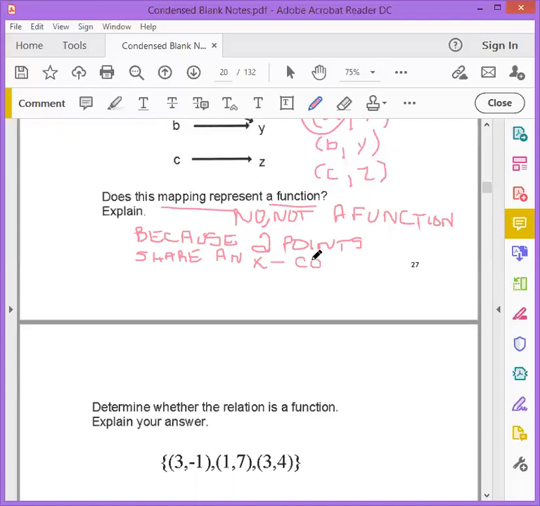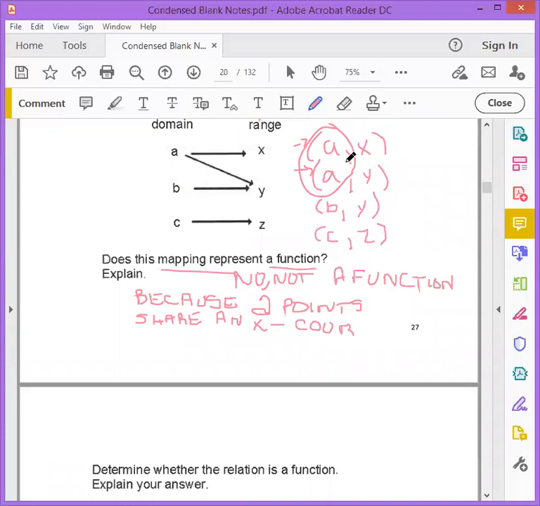Now you can test this yourself by plotting these 4 points, connecting them to create the graph, and then performing the vertical line test to see if the graph passes the vertical line test.